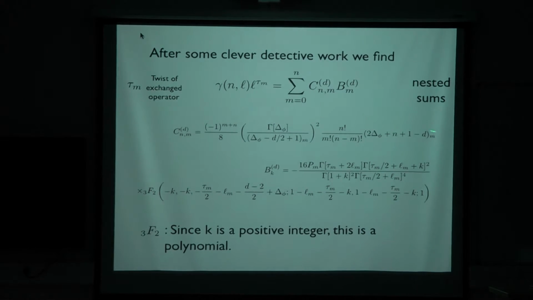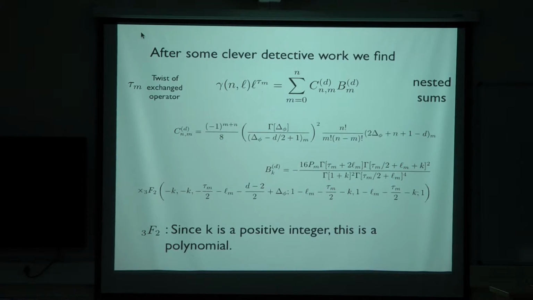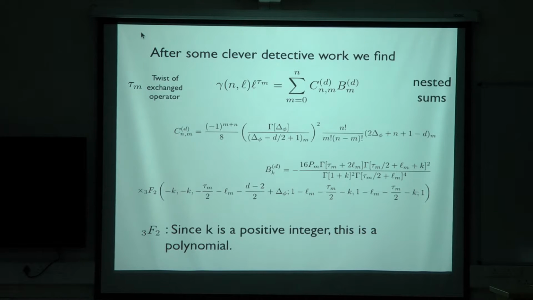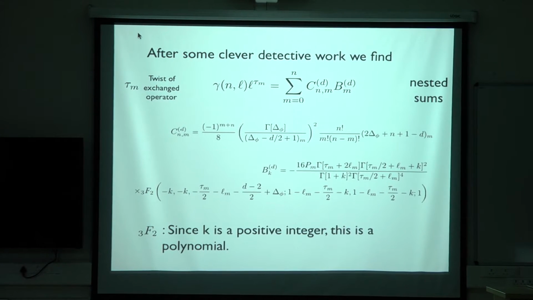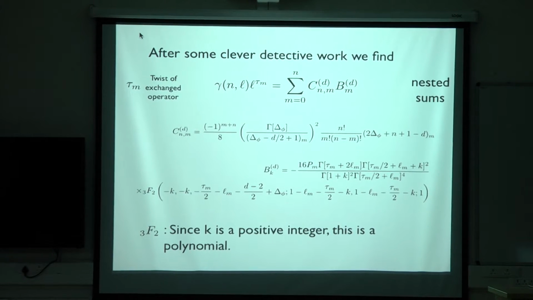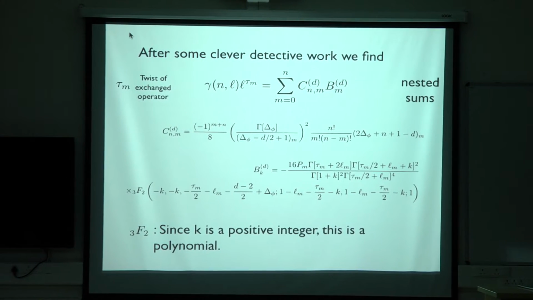These symbols here are what I call the Pochhammer symbols. There are some ratios of gamma functions. And this is a nested sum. This B here depends on this 3F2 hypergeometric function. And this is as far as you can reach using Mathematica. Okay?